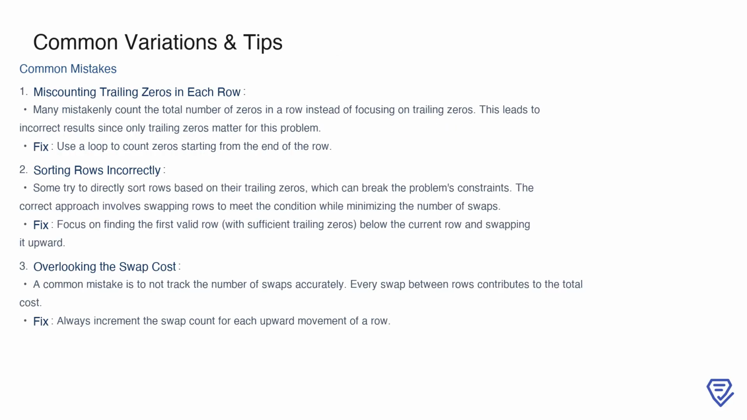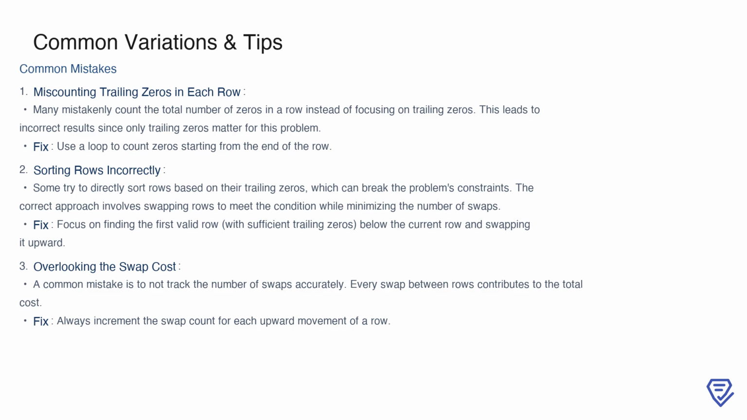problem. One common mistake when solving this problem is miscounting the trailing zeros in each row. Instead of focusing on the total number of zeros in the row, you need to specifically count the zeros at the end of the row, as only trailing zeros impact whether the row satisfies the condition.